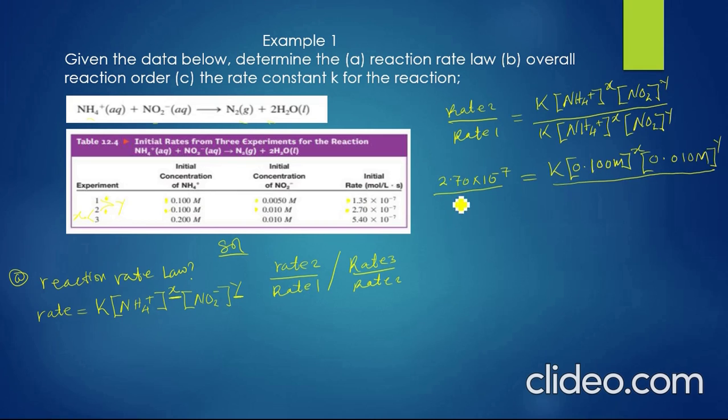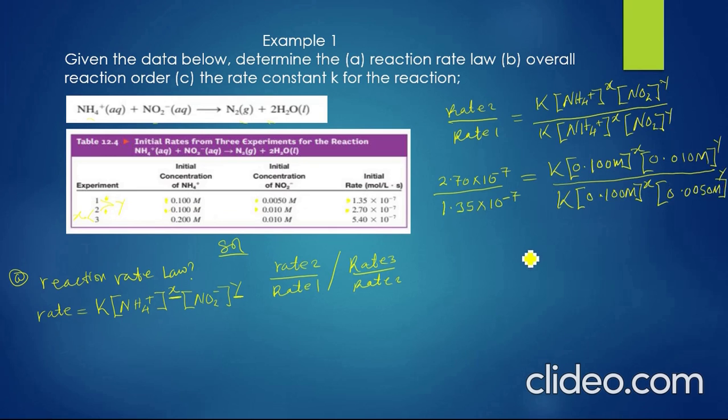So let's start with our initial rate 1. We know that rate 1 has been given here, so it will be 1.35 times 10 to the power negative 7, and then we're having the rate like that. And then what's our concentration? Well, the initial concentration of ammonium ion, it's this one here, so it will be 0.100 molar like that. Don't forget x, your order there. And then what's the initial concentration of nitrogen dioxide? It is 0.005 molar like that. And then don't forget, this is y.